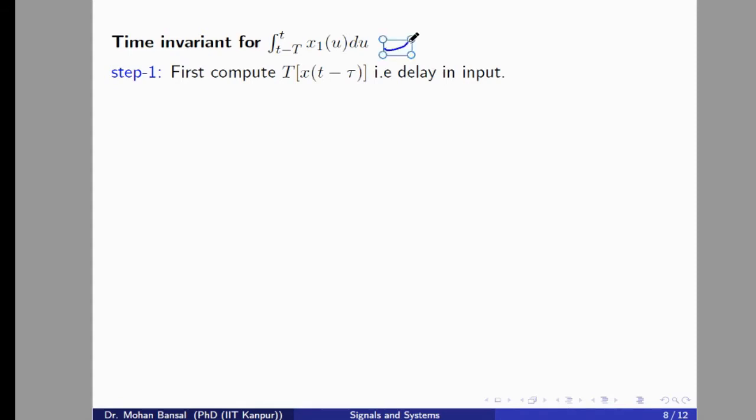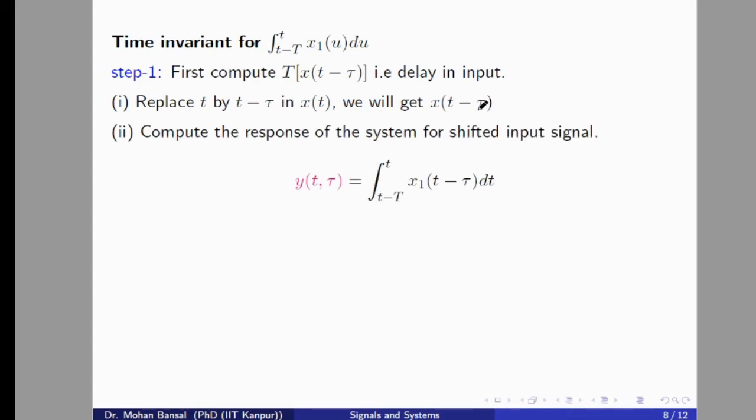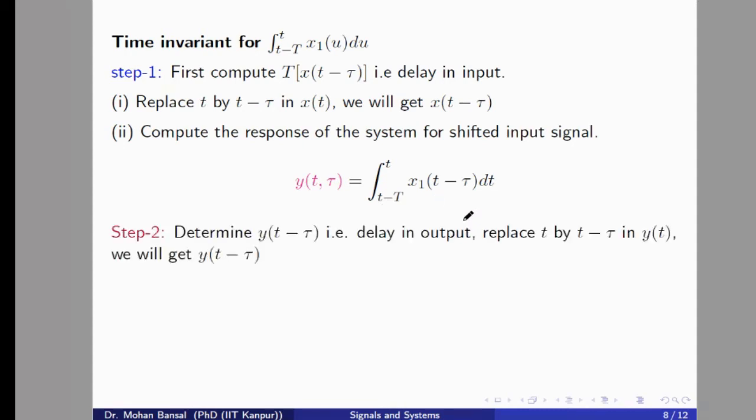This is our system, and we'll replace t by t minus tau, and we can write x(t minus tau) with respect to t. We can write it like this. This is our y(t, tau), and now we delay the output, or shift the output, by tau, so we will get x1(t minus tau) only here, because this is u and u is ultimately a t here. So we can say that y(t, tau) is equal to y(t minus tau). So this system is time invariant.